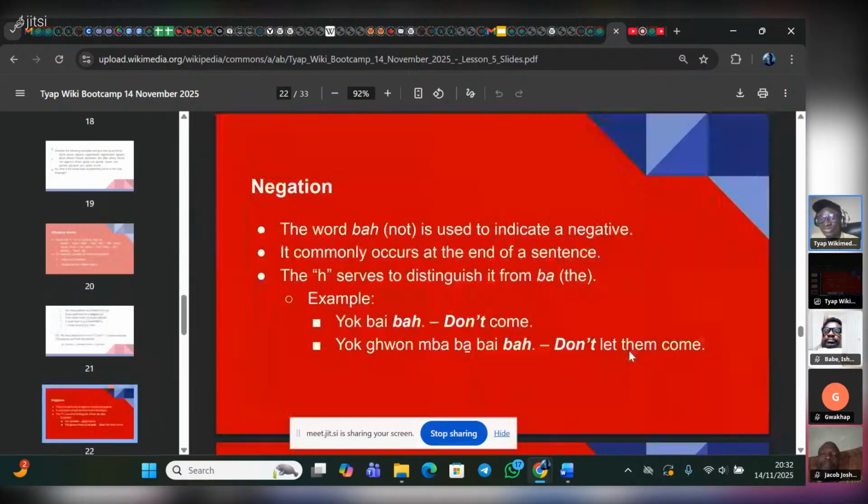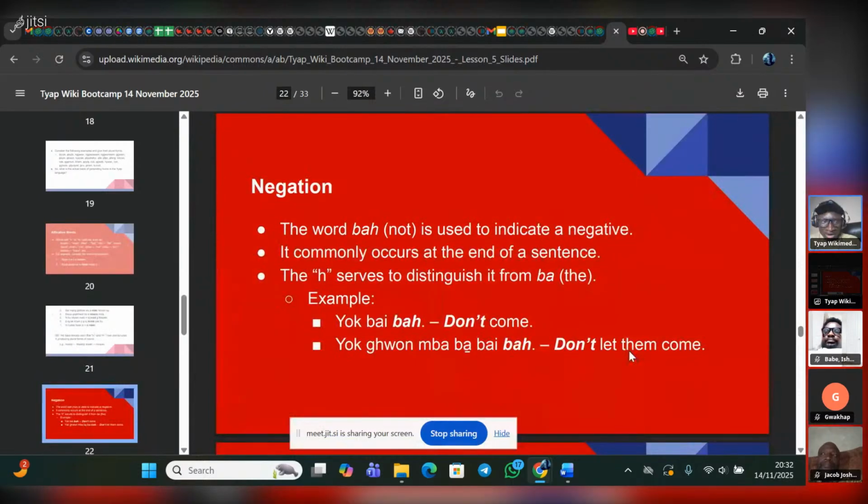Then we also have negations in Tiap. Negation is when you are talking about something negative. The word ba, which is not, is used in indicating negative in Tiap. And for those who speak other dialects of Tiap, like Fatwam, Gorok, Daka, Tuku, they usually use dak. Dak is also not. So the word ba, I don't really know.